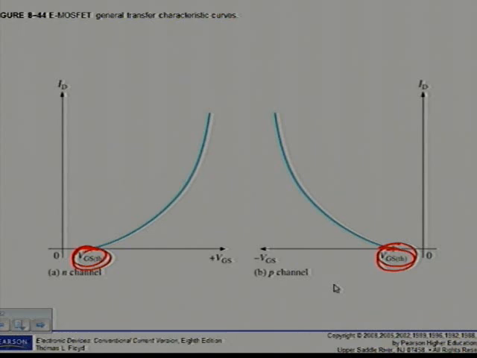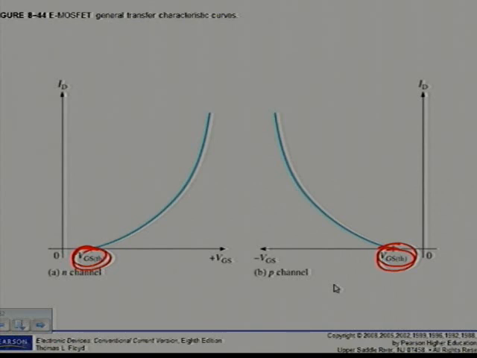as illustrated in example 8.16. So let's just have a quick look at example 8.16 to make sure that we understand what is meant by this section. The datasheet for a 2N7002 E-MOSFET gives ID on equal to 500 milliamps minimum at VGS equal to 10 volts, and VGS threshold is equal to 1 volt. Determine the drain current for VGS of 5 volts.